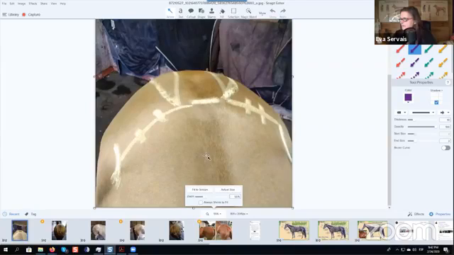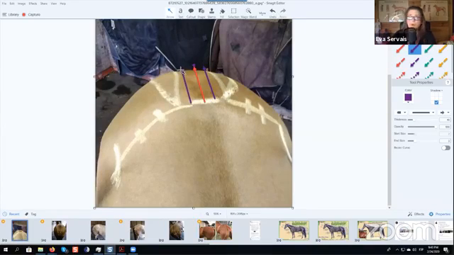It's sometimes difficult to see, but if this is the midline, that should have been in red. If this is the midline, then my 2 lines will be here. It's approximate, because I can't touch the horse.